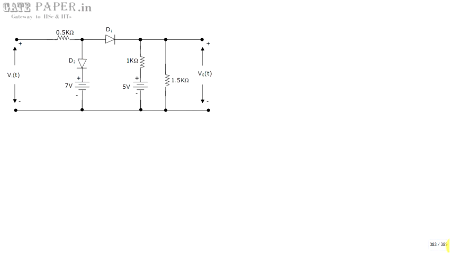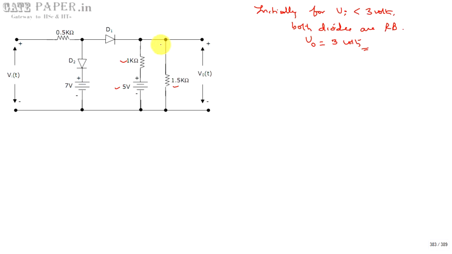So, first step: initially both the diodes are reverse biased. For Vi less than 3 volts, both diodes are reverse biased, so they will act as open circuits. Then V0 will be determined only by the 5 volts, 1 kilo ohm and 1.5 kilo ohms. So V0 will be stuck at 3 volts. We already calculated this value, that is 3 volts.